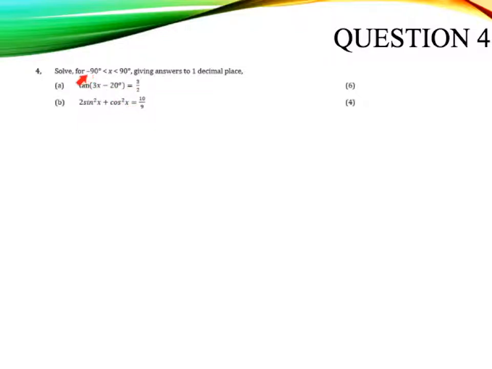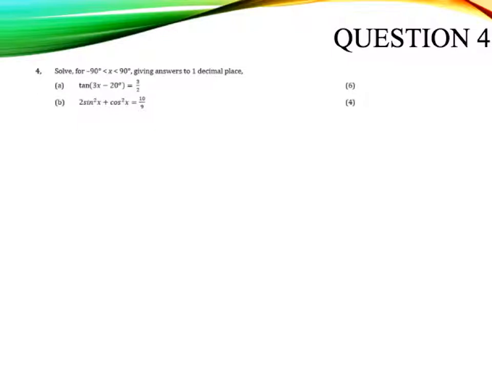Between values of minus 90 degrees and 90 degrees. So straight away we need to make sure that our calculator is in degrees. You may be in radians already from a previous question that we've been working on. This is something to be really careful of in Core 2. You will be changing between degrees and radians. It's really easy to forget. Okay, let's have a look at part A then.